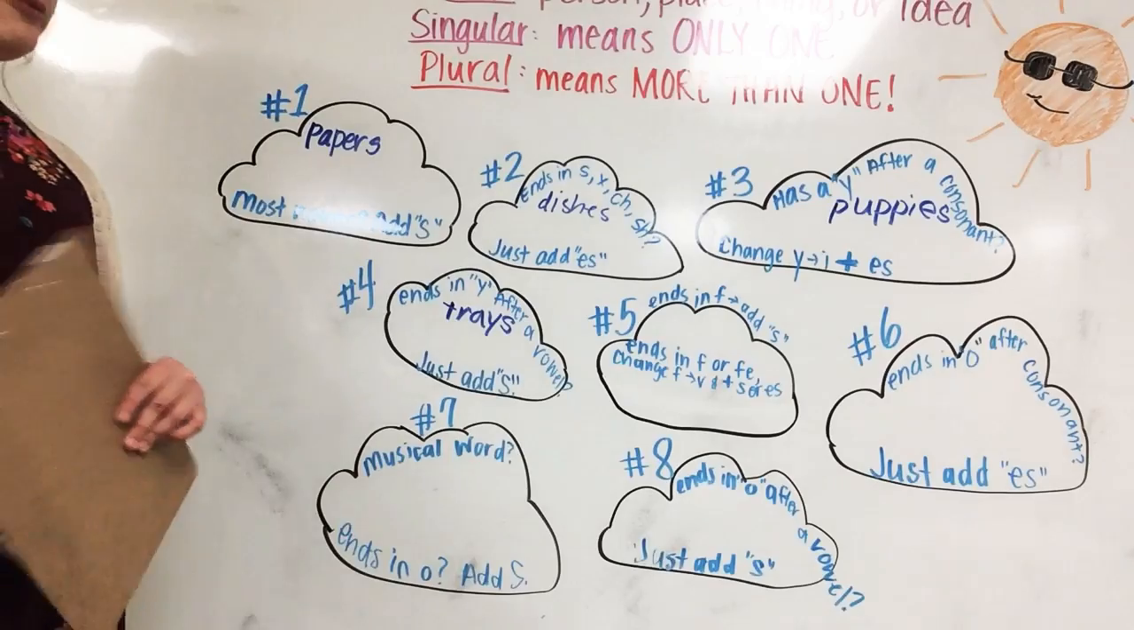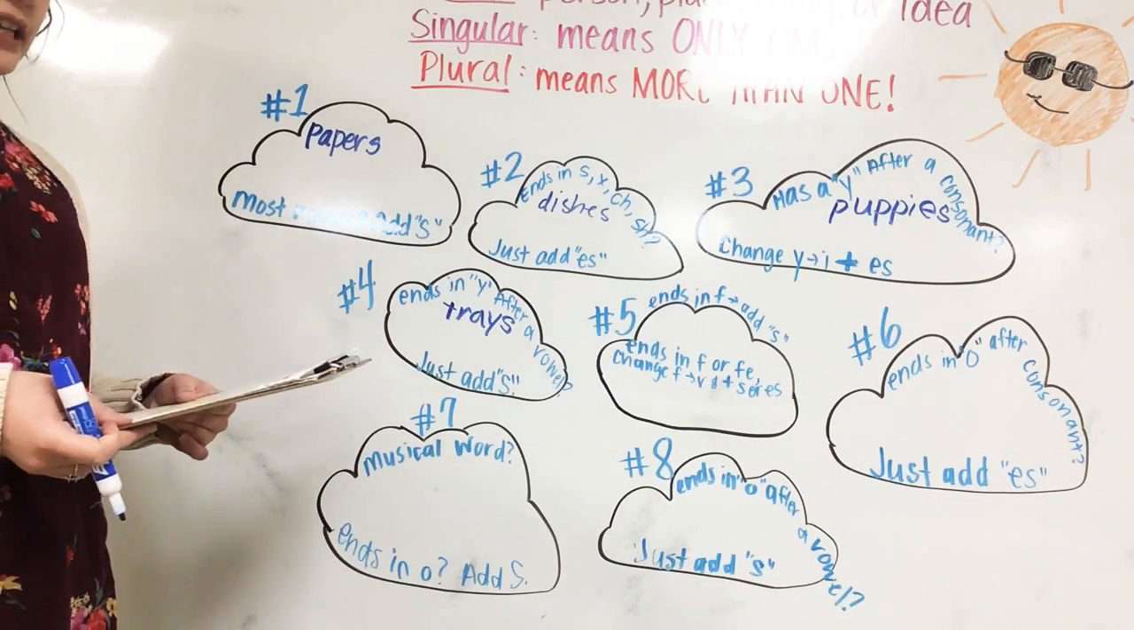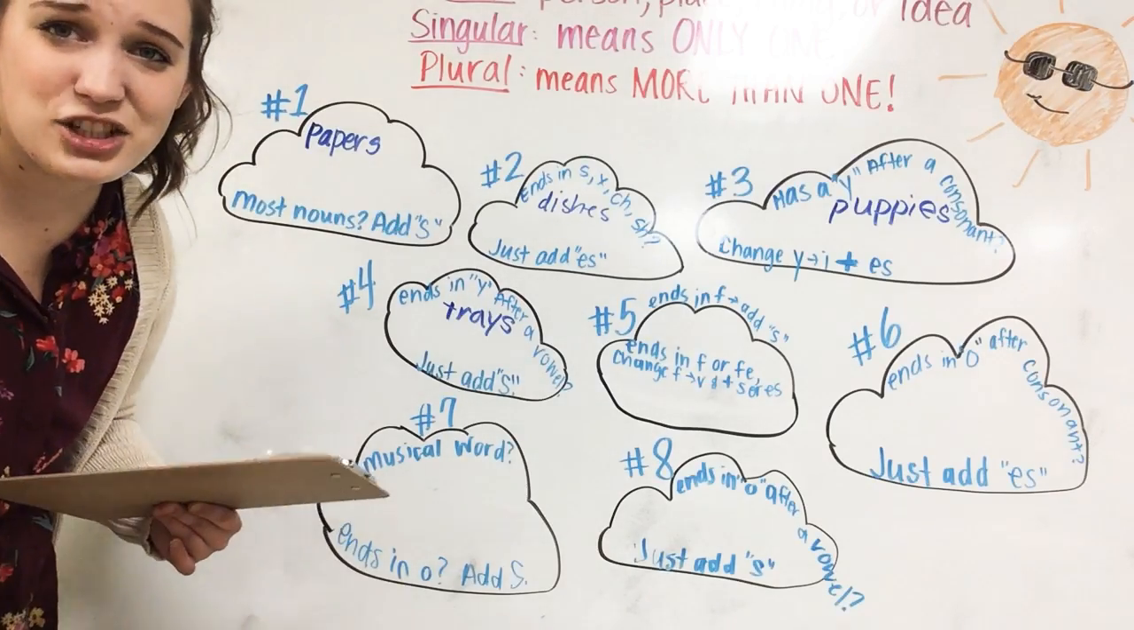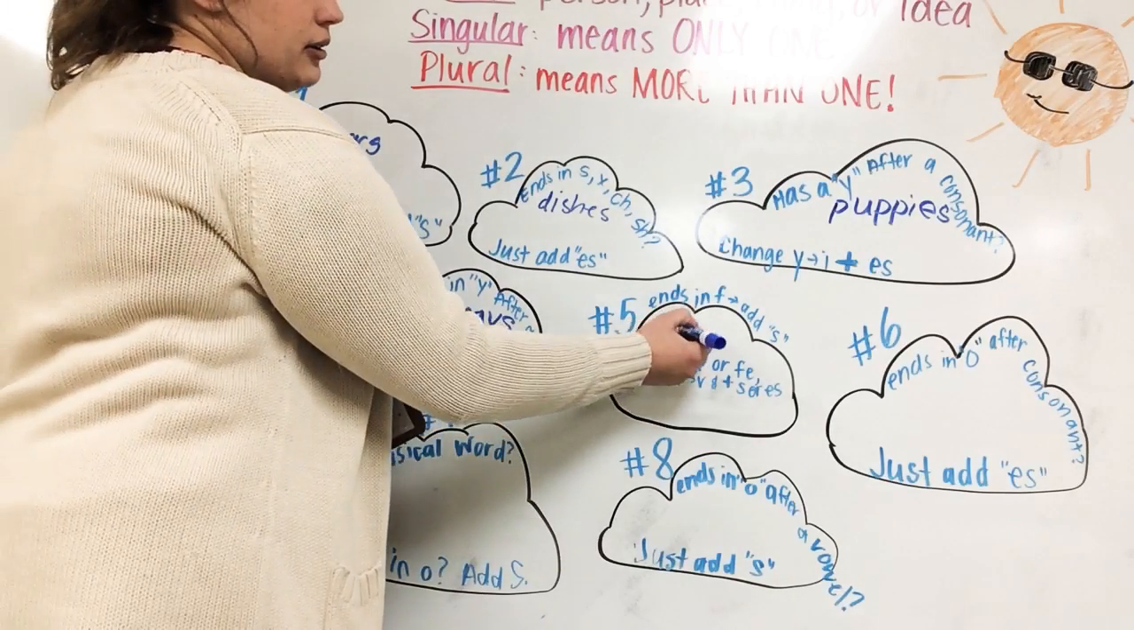Okay, number 5. Clue number 5. To form the plural of most nouns ending in f, add s. Okay, this is probably the trickiest one to remember. It's going to be rough. So for example, reef.